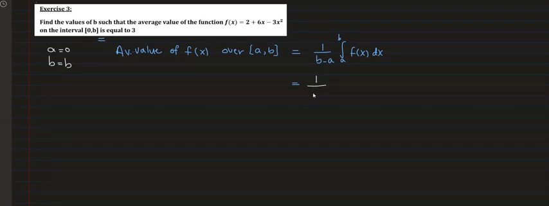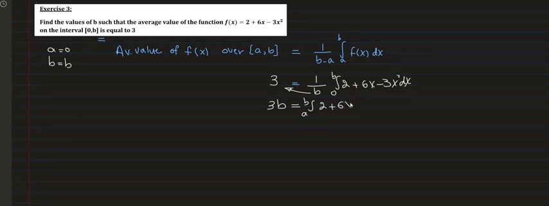Let's substitute 1 over b minus a, which is b minus 0. We can write it as b. And from a to b, which is 0 to b, the f of x, which is given. And we are given also the average value, which is equal to 3. Now we are required to get the b. It turns again to an integration problem. So let's get rid of that b. So it's going to be 3b. We will move it there with the multiplication. And the integral here now is alone on the right side.